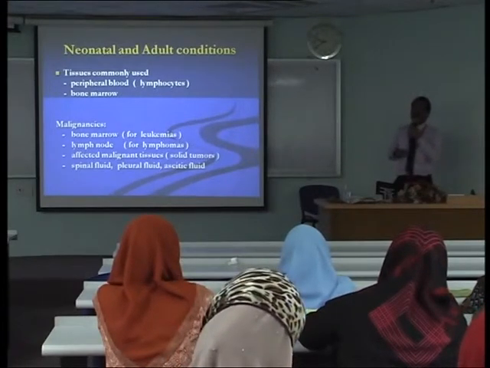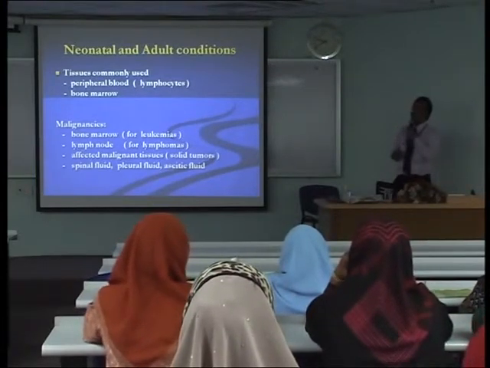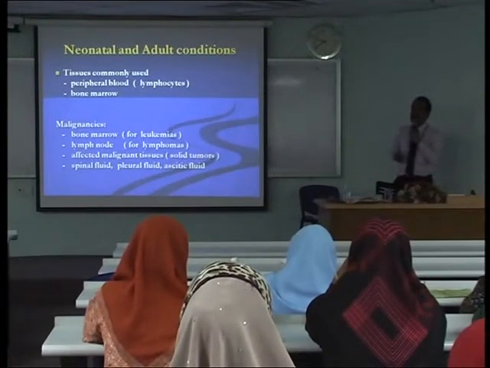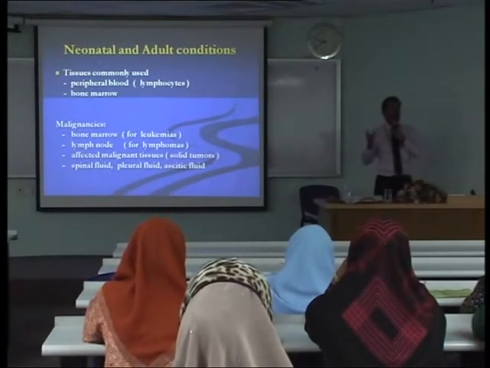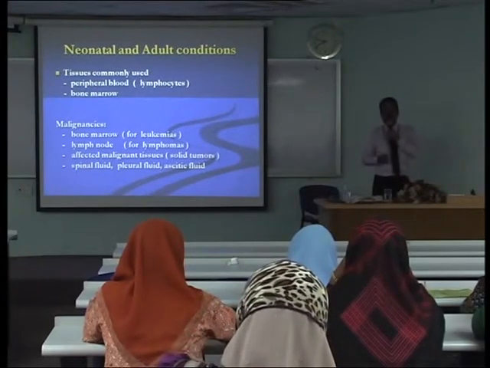And sometimes we have to take samples from the spinal fluid, pleural fluid and ascitic fluid of a cancer patient to see whether cancer has spread to those sites. Because the cells from those sites will be showing chromosome abnormalities. That indicates cancer has spread to those sites.